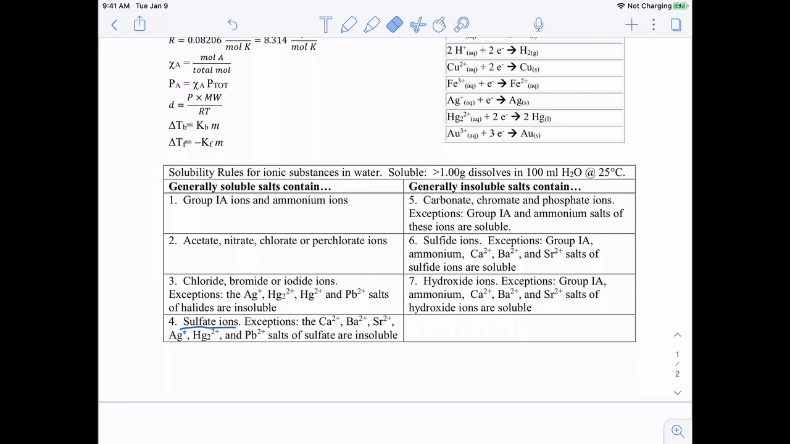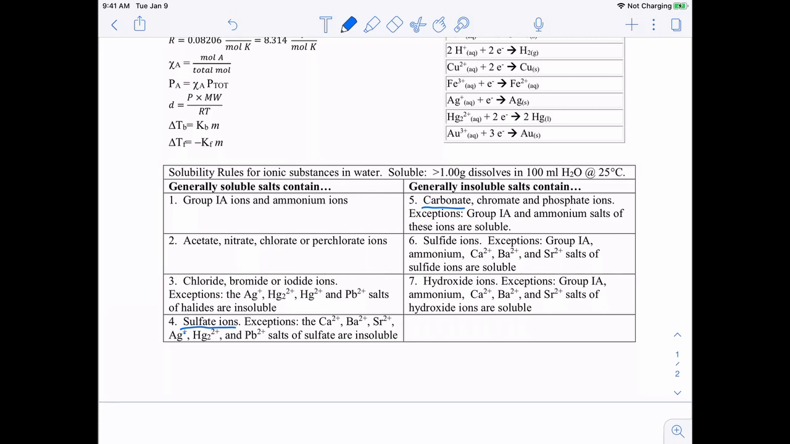Our next one on the list was magnesium carbonate, and the same sort of idea, just see if you can find magnesium on here, see if you can find carbonate on here, make sure that you're not dealing with an exception. When I look, I find carbonate. Things that have carbonate in them are generally insoluble. I do have some exceptions, so group 1A, so sodium, potassium, all of those, and ammonium are soluble. And I gave us magnesium carbonate. Magnesium is not an exception, so magnesium carbonate would be insoluble.